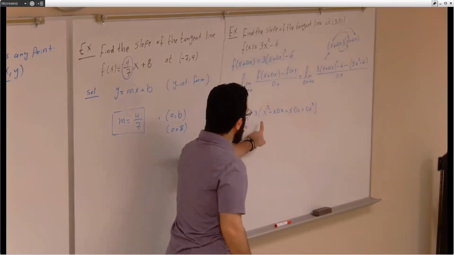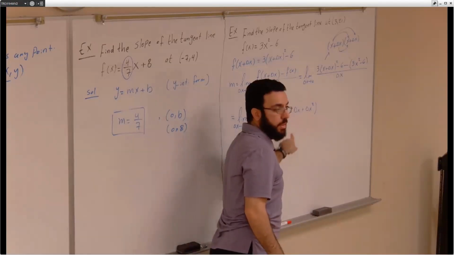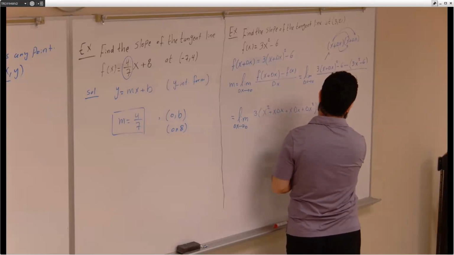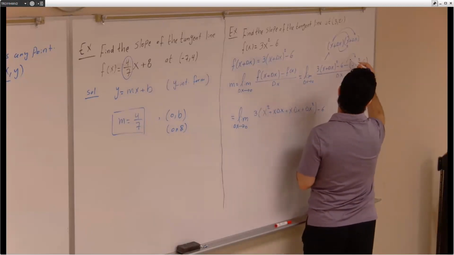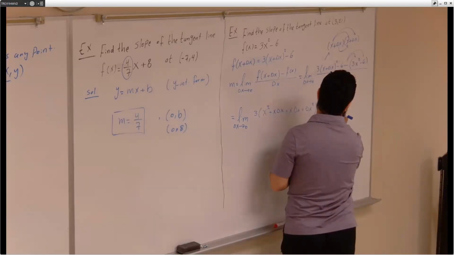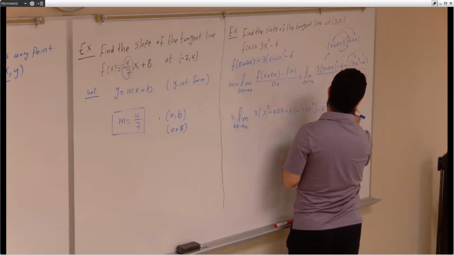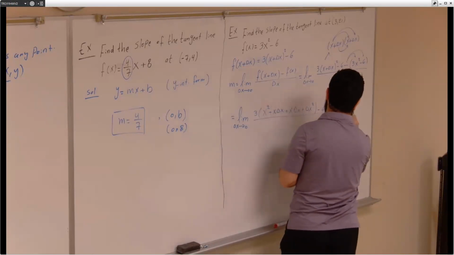See, I put parentheses here because I need to distribute the 3 on each term here. So that's why I put parentheses. Minus 6. Now I have to distribute the sign. Negative times 3x squared is going to be negative 3x squared. Negative times negative is going to be plus 6. Everything is over delta x.